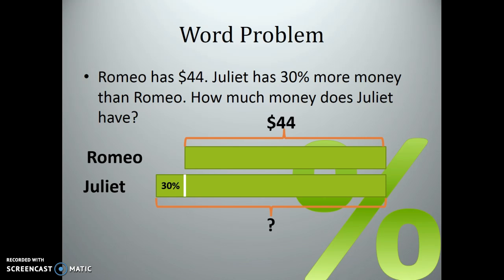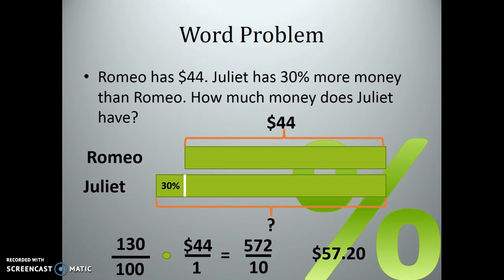So Romeo is our 100% and he has $44. Since we're comparing Juliet to Romeo, we'll put Juliet in the numerator as 130% of Romeo's 100% of $44. So we're finding 130% of 44, and we're going to get $57.20.